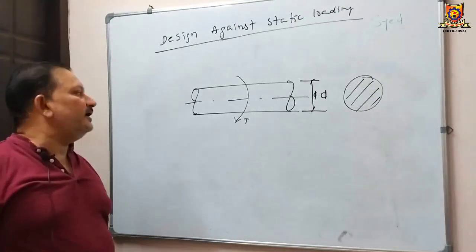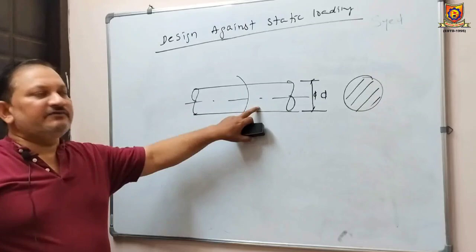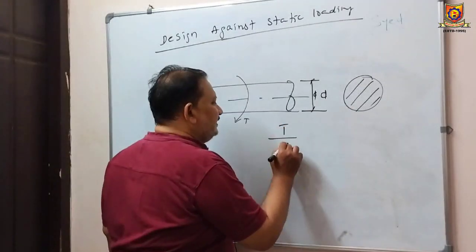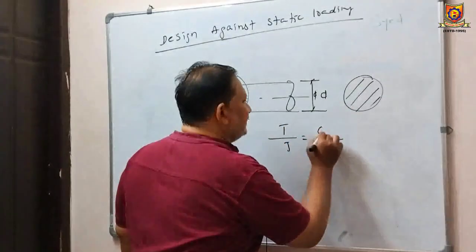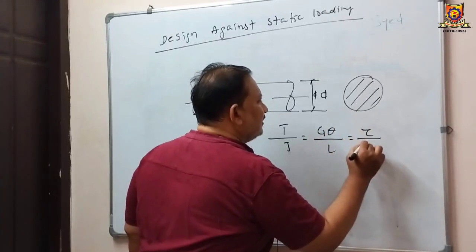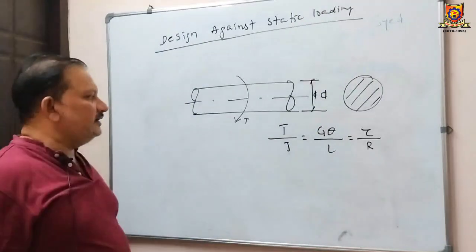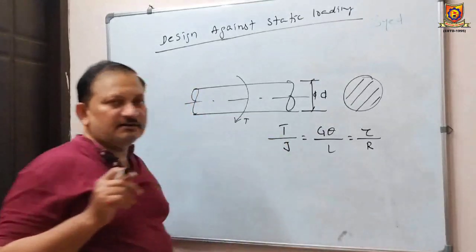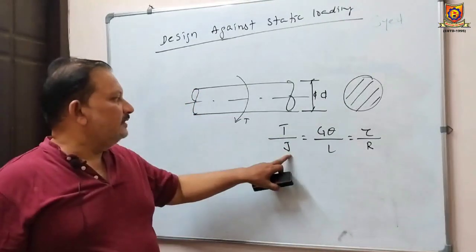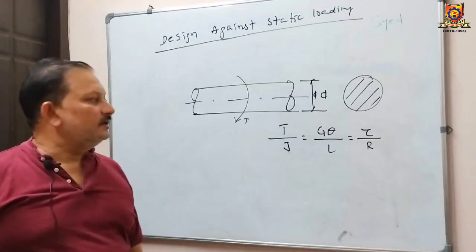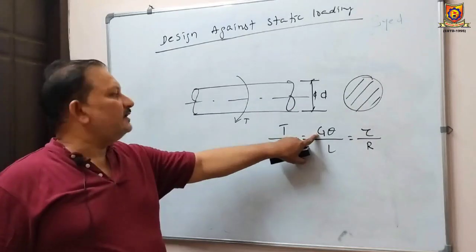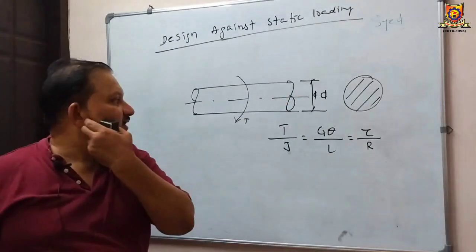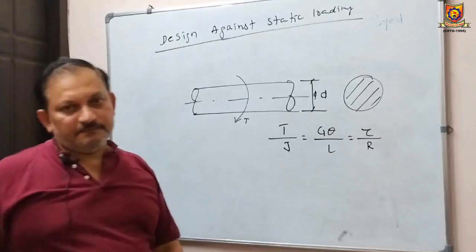In order to calculate the intensity of the shear stress induced in this member, we have to make use of the torsion equation: T by J is equal to G theta by L is equal to tau by R. Here T stands for turning moment or twisting moment, J is the polar moment of inertia, G is the modulus of rigidity of the material, theta is the angular twist, L is the length of the shaft, tau is the shear stress, and R is the radius.